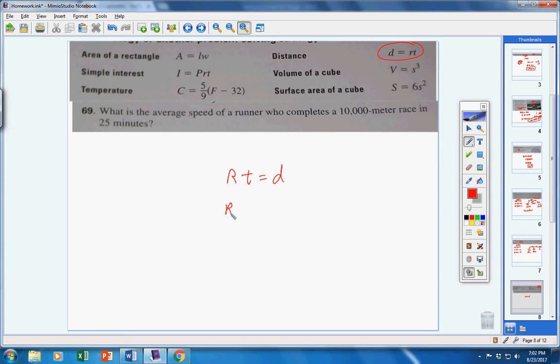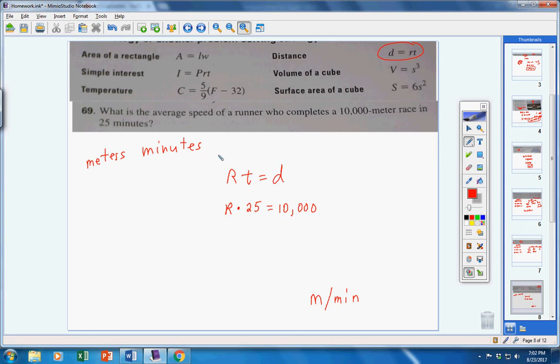Okay? So, we're looking for the average speed. That's the rate. So leave R alone. The total distance is 10,000. The time is 25 minutes. So we're dealing with meters and minutes. So your answer, students, is not going to be miles per hour. It's going to be meters per minute. Okay?